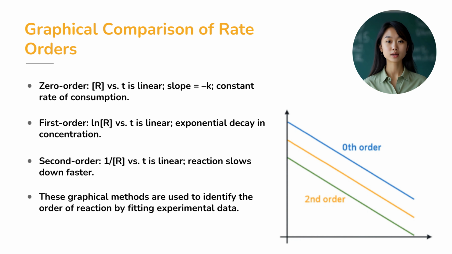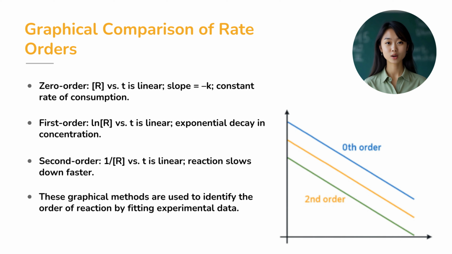Think of this like comparing 3 different movie plots, each with its own pace and style. For zero order, the plot of [R] versus t is a straight line. The reactant drops at a constant rate, like a steady leak. For first order, the concentration decays exponentially, but the plot of natural logarithm of [R] versus time is linear, making it easier to analyze mathematically. And for second order, it's the plot of 1 over [R] versus time that's linear.